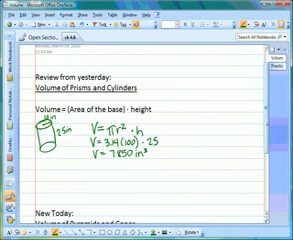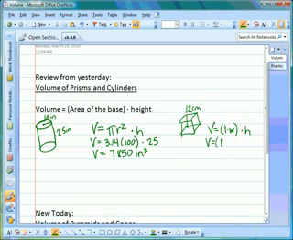Let's do a prism real quick as a review also. We'll do a cube, which remember is squares all around. So if we have a cube and each of the sides measures 12 centimeters, we start out with that same formula, volume equals area of the base. So area of the base is a square. The base is a square. So area of a square is length times width. And then we multiply times height.